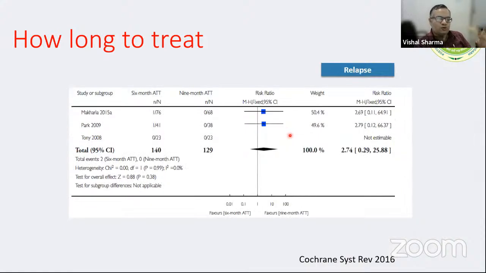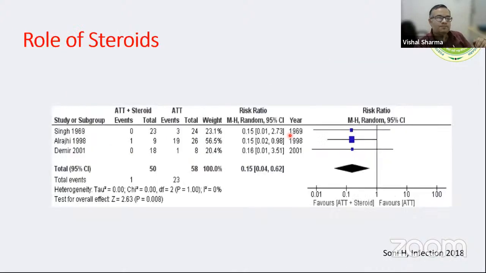And also there are no differences in the relapse rates between a longer therapy or a shorter therapy. So in our center, we use 6 months of treatment for most of the cases. Is there any role of steroids? No. As of today, there is practically no role of steroids in antitubercular therapy.